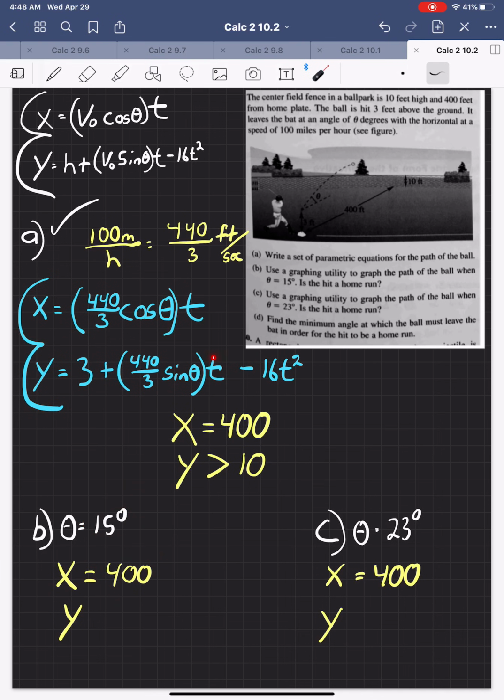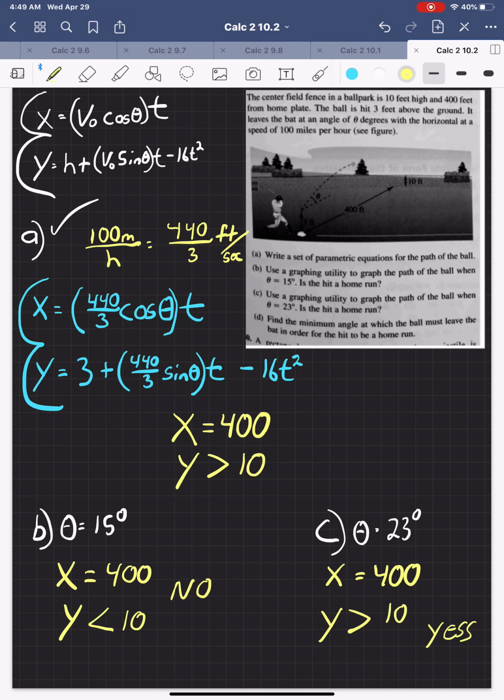But once you know the value of T, and you know theta, once you know the value of T when X is 400, you would plug in that value here, you would plug in your theta here, and then you would see what Y is. If Y is bigger than 10, home run. If Y is 10 or less, it's not. So they ask you to just look at the graph to see for this problem. So what you would find is that for 15 degrees, Y is less than 10. So this is no home run here. And for 23 degrees, Y is greater than 10. So this is yes for a home run.